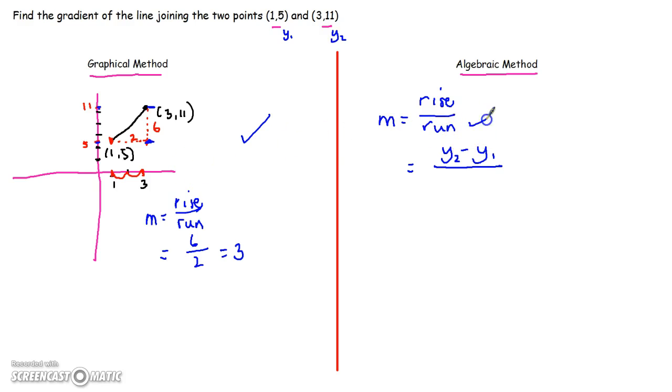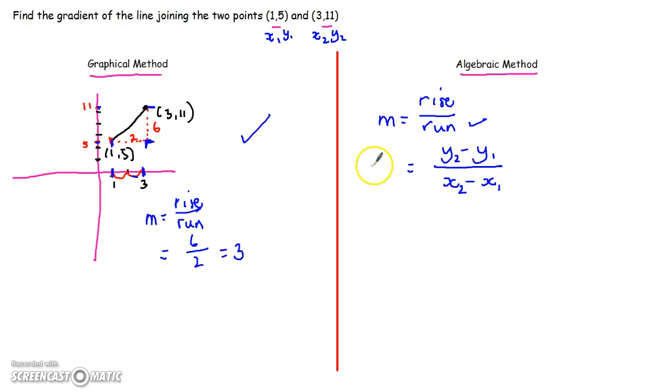For our run, we looked at how far along the x-axis we'd gone. We've gone from 1 to 3. The difference between 1 and 3 is 2 points. So to get that run, we can just get the two x values and take them away from one another. Again, let's put a subscript on them so that we can identify them, and we'll call this the x from the second bracket, this the x from the first bracket.